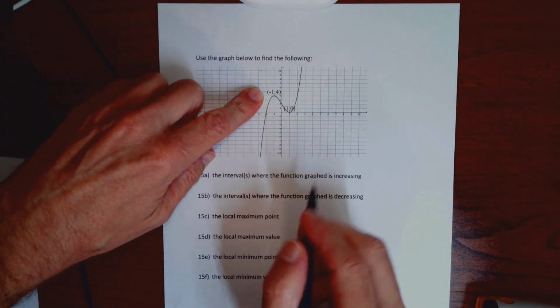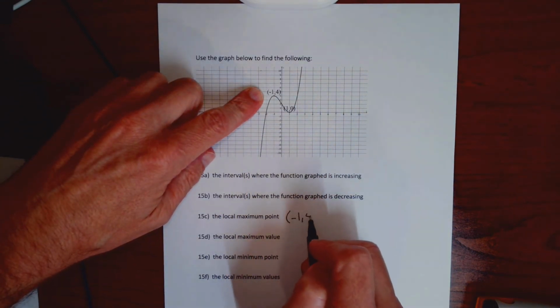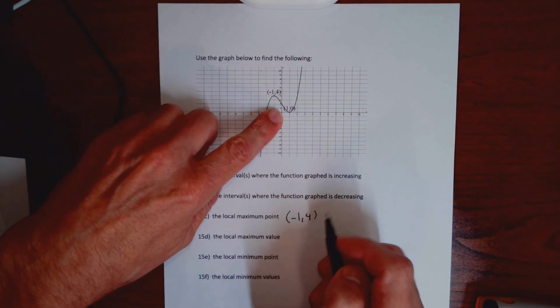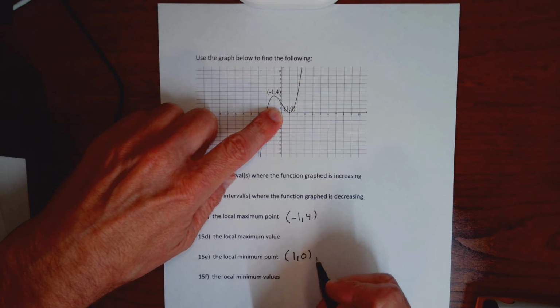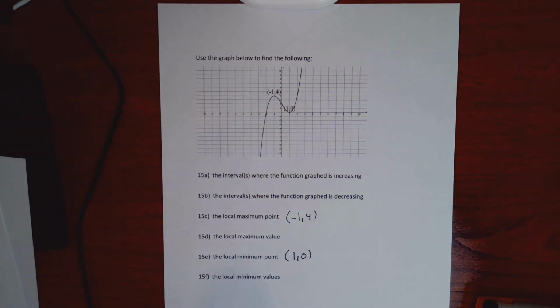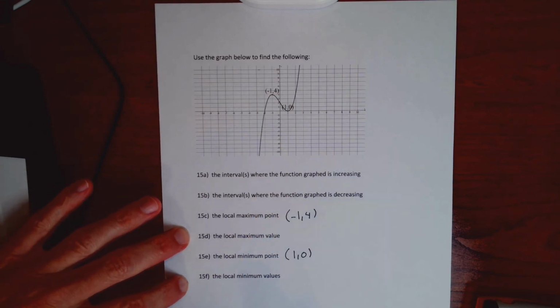This point -1, 4 is a local maximum point. It's higher than any point close to it. That point 1, 0 is a local minimum point. It's lower than any point close to it. So the local maximum point and local minimum points are easy. And then the maximum and minimum values are the y-coordinates of those points.